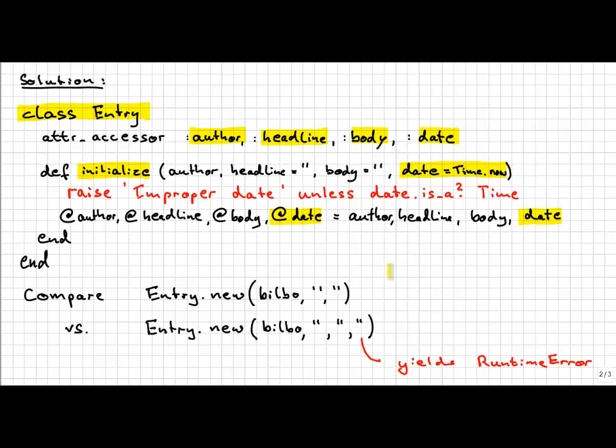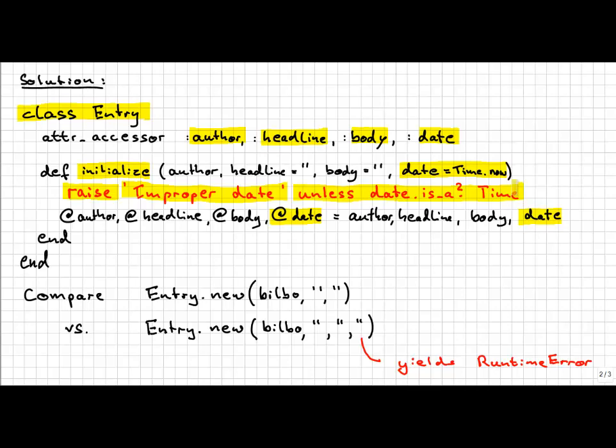However, if we do supply a date, then there is a chance that whatever we supply is not a time object. And so we raise an exception, and we can give a string indicating the runtime condition unless date is a time object. And so if we supply the wrong type of object, an exception, in this case a runtime exception, will be raised, and otherwise the initialize method goes through.